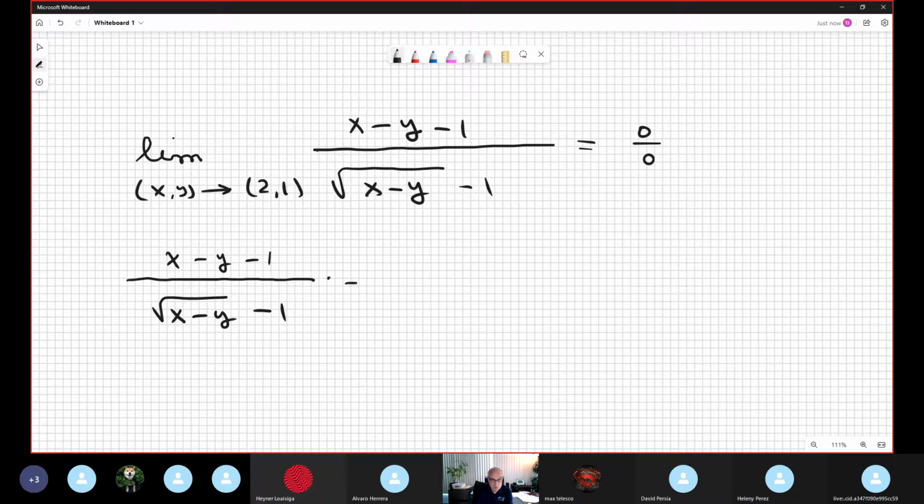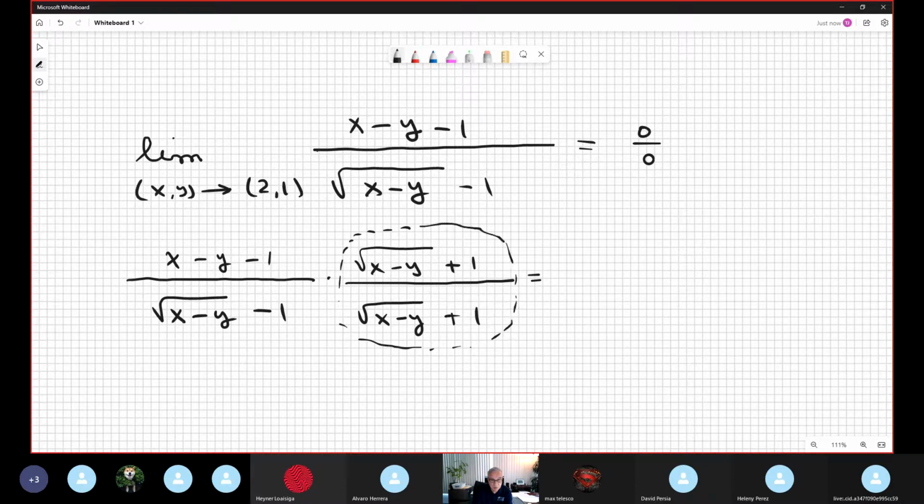So you multiply using a smart one: square root of x minus y plus 1 is the conjugate of this. Cool, this is an artificially smart one. Any expression divided by itself is 1, but this one is smart because it helps simplify our problem. And now you multiply this and this.